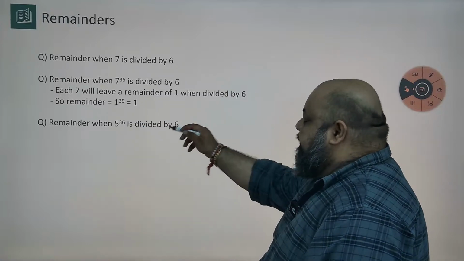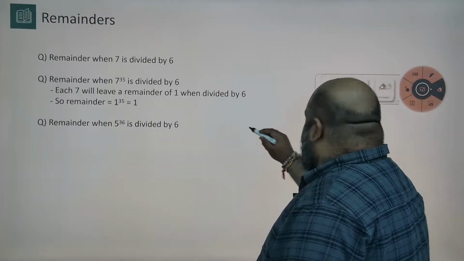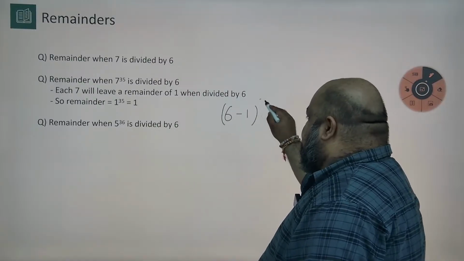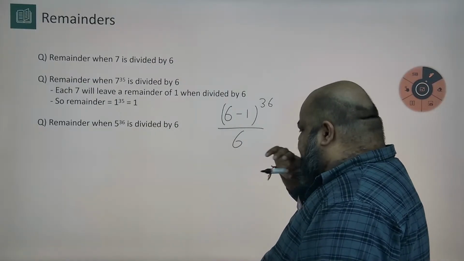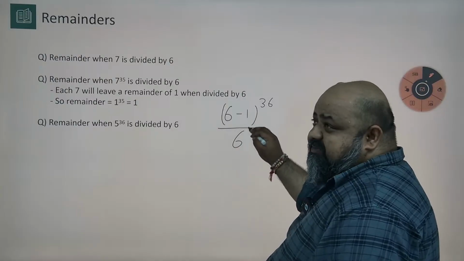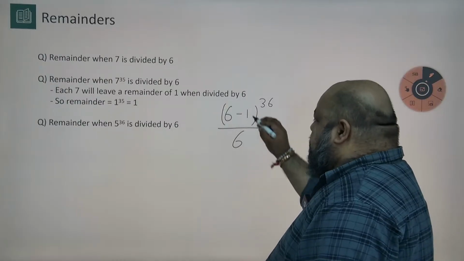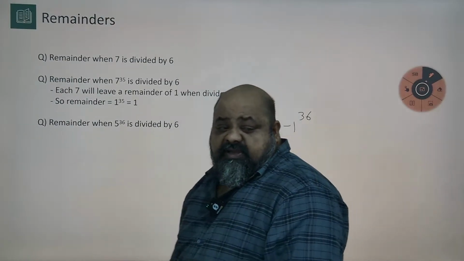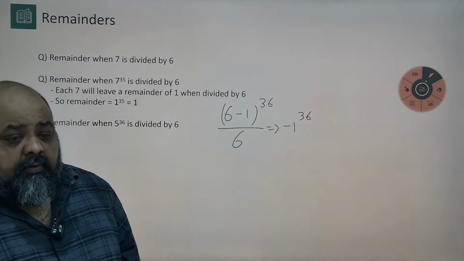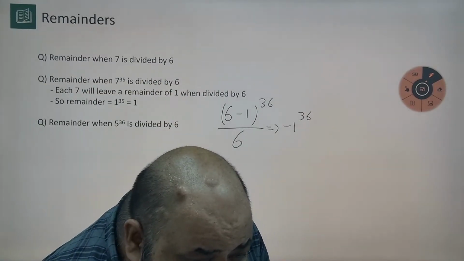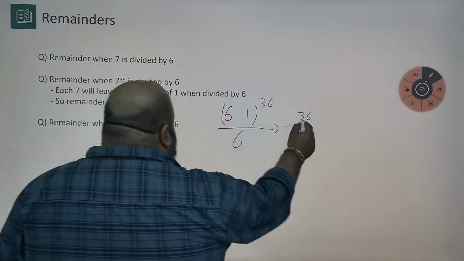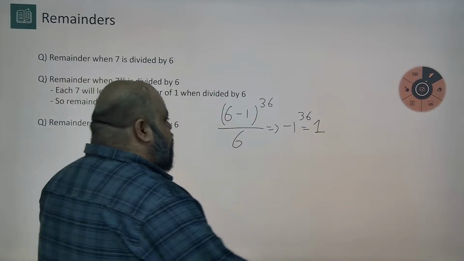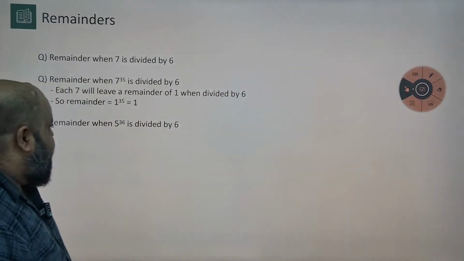So here what I'm saying is, I write 5 as 6 minus 1 raised to the power 36. Now every time I divide 6 minus 1 by 6, I get -1 as the remainder. So the overall remainder will be -1, 36 times. What is -1 raised to the power 36? Yes. And therefore, because it is an even power, the answer will be 1. Perfect.